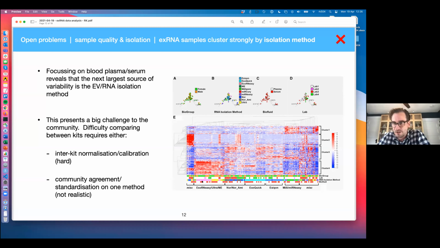each method has specific advantages and disadvantages, and depending on what you're interested in studying, you may want to choose one method over another. So it's difficult to enforce this kind of standardization.